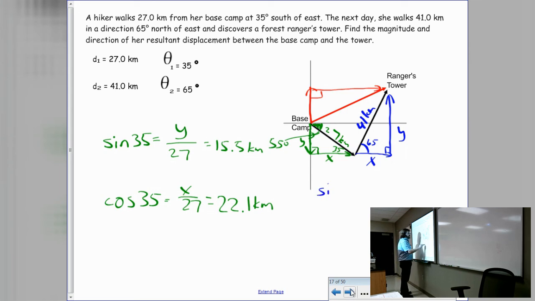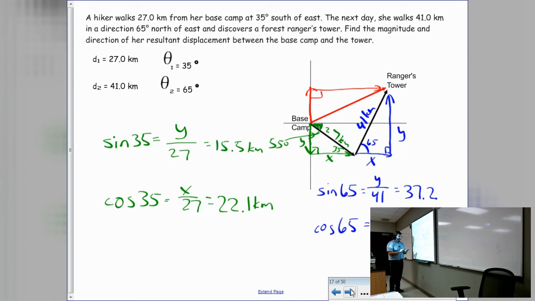So I'm going to do sine of 65 degrees is equal to my opposite, which would be y over 41. And then cosine of 65 equals x over 41. Okay, let me give you a second again to solve those. My y value is 37.2, and cosine of 65 times 41 is 17.3.